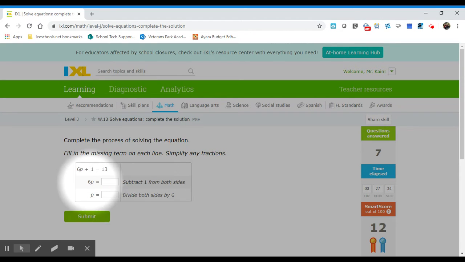Okay? So subtract 1 from this side gives us 6p. Subtract 1 from this side, and 13 minus 1 is 12. Then, in algebra, how do I get rid of that 6? Well, I divide both sides by 6, right? So 12 divided by 6 is 2.